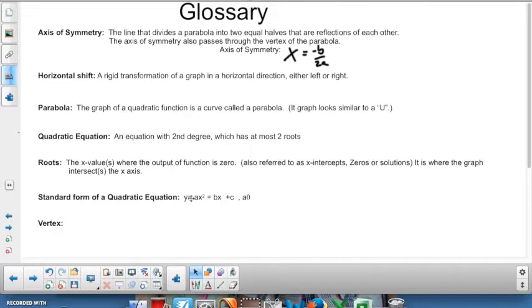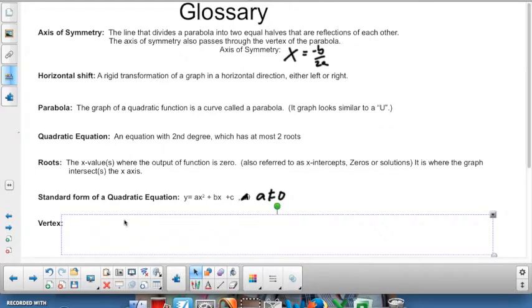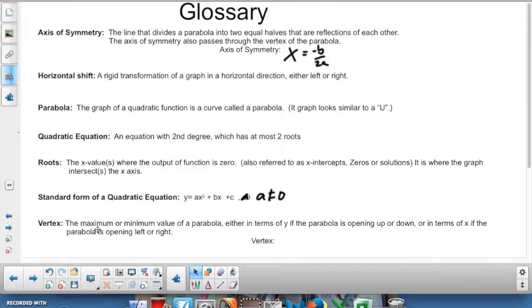Right, we've already talked about these. Do remember that standard form is ax squared plus bx plus c with a not equal to 0. Okay, and then the last one is the vertex. The vertex of a parabola is the maximum or minimum value. It's either in terms of y if the parabola is opening up or down, or in terms of x if it's opening to the left or right. We are going to be almost exclusively looking at parabolas that are opening up or down, so it's going to be looking at a y value.